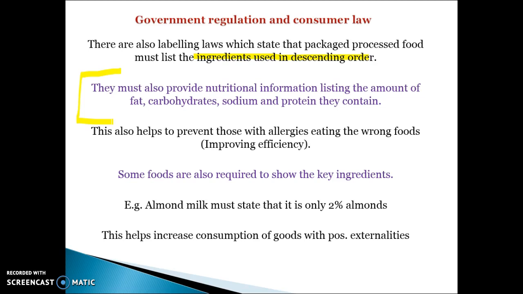The idea of this is, for one thing, to increase the consumption of goods with positive externalities, so people are aware of the things that are good for them. That can have benefits for their health and therefore flow-on benefits for other people. But it's also to make sure there's no misleading or deceptive conduct and we have more information about the products that we're buying.